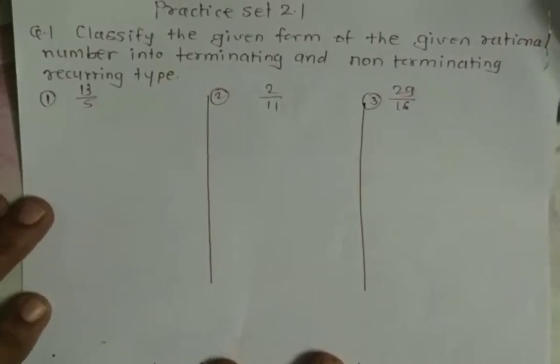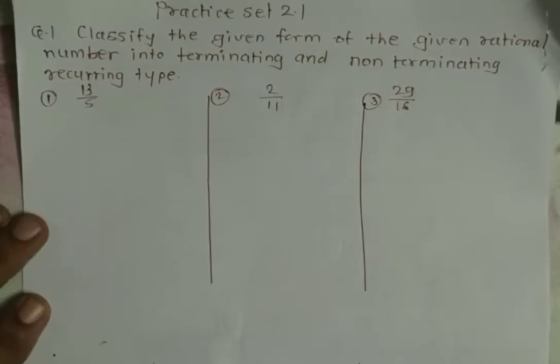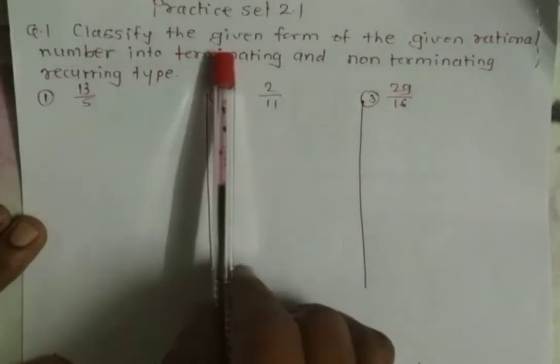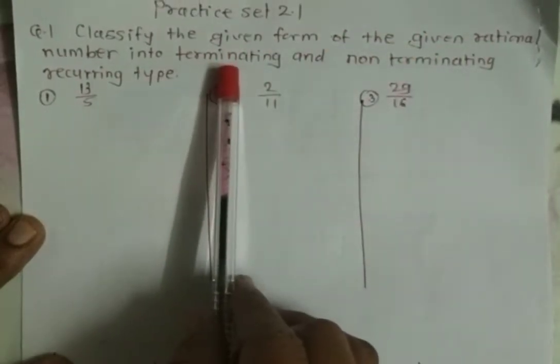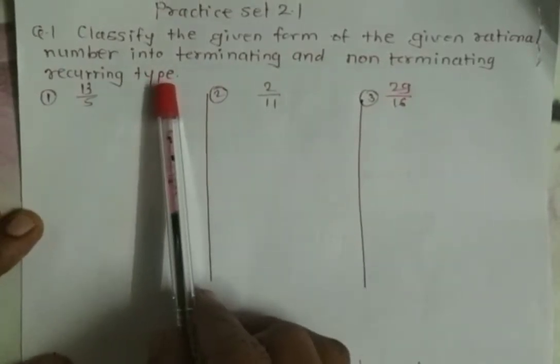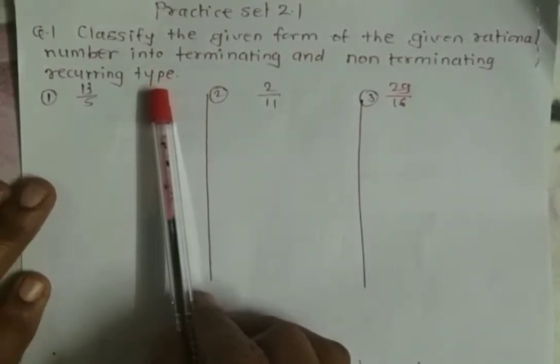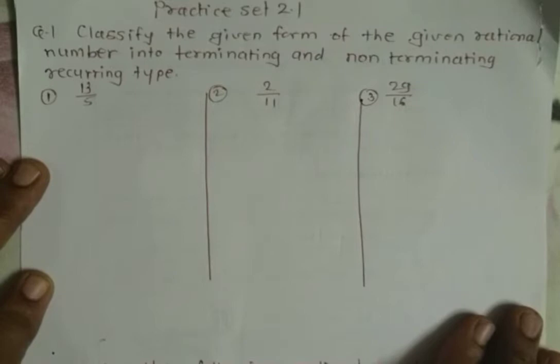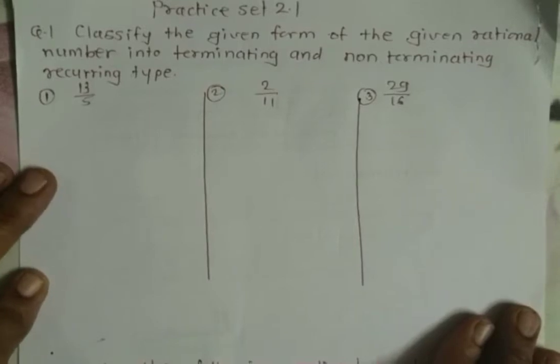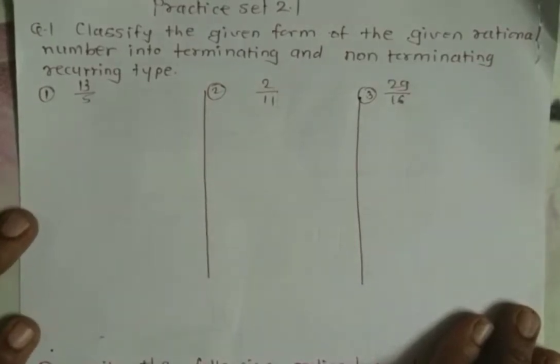Hello students, in this video we are solving the examples in practice set 2.1 in the chapter of real numbers. See the question first. Classify the given form of the rational number into terminating and non-terminating recurring type. In the previous lecture, we learned what is meant by terminating and non-terminating recurring type. For that, we have to transfer the given numerator-denominator form of the rational number into decimal form.